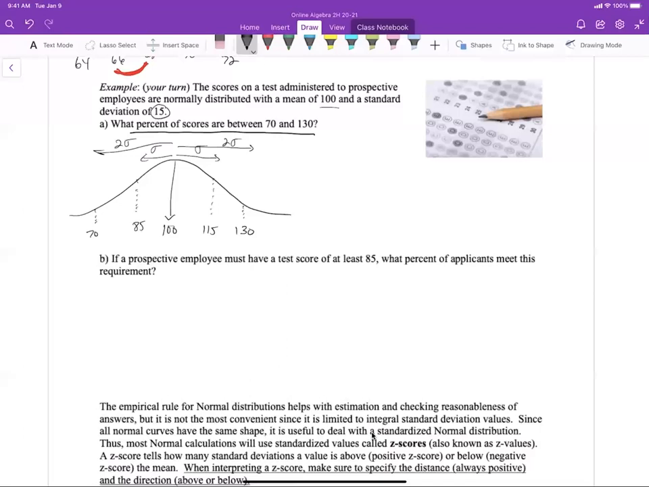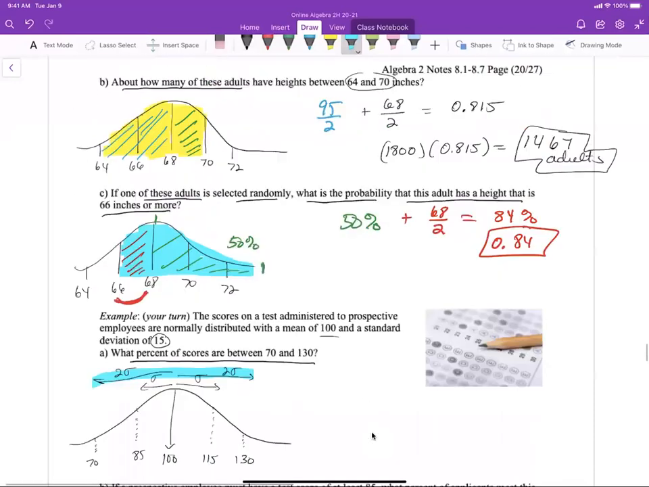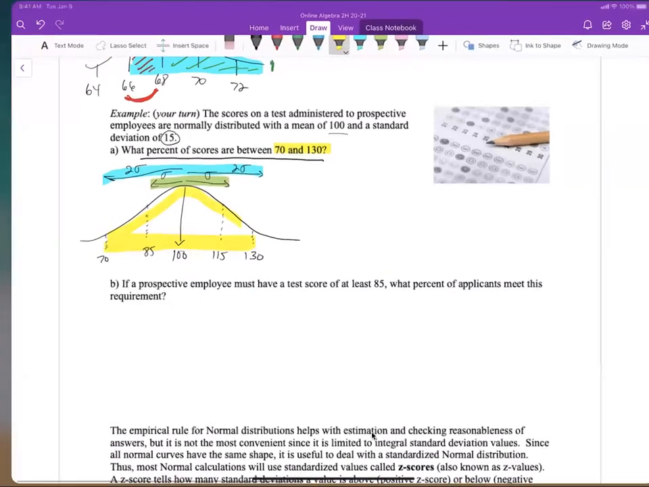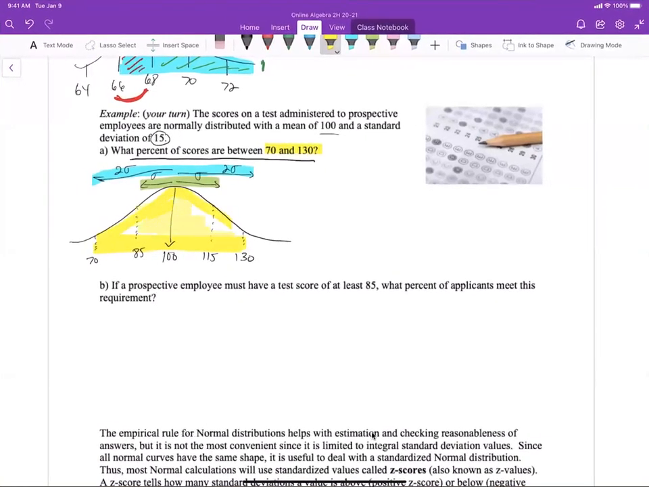Okay. We know this total percentage of people, or proportion, in blue, that's 2 sigma, is 95% of the people. And we know that between 1 sigma, left and right, is 68%. Now, what they wanted to know is what percent of the scores are between 70 and 130, okay? So between 70 and 130. So now we've got to find the percent that is this yellow, okay? So how are we going to do that?